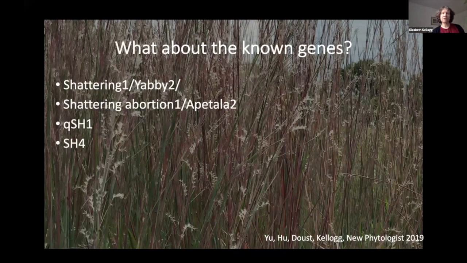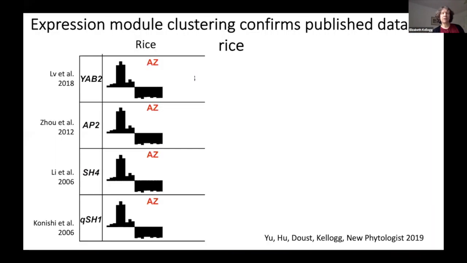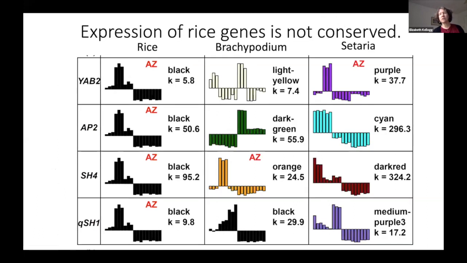And if we go back to the known genes, the genes that have been known in rice, these are ones that have been identified in the literature, and they're abscission zone specific in rice. But if you look at those same genes in the abscission modules as to where they fall in the other species, like this. Again, they're not always even in an abscission module in the other species.